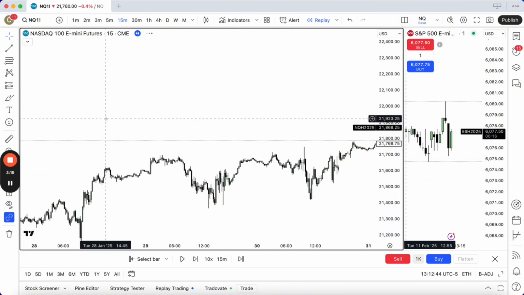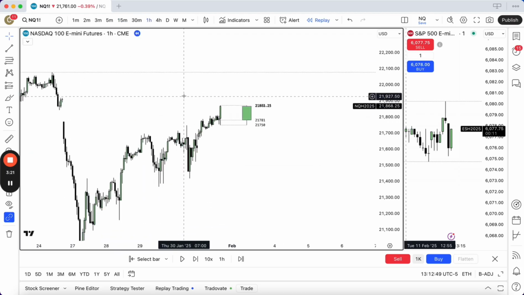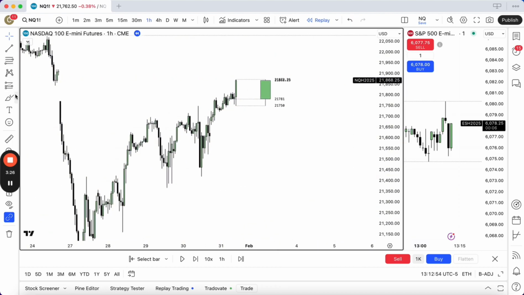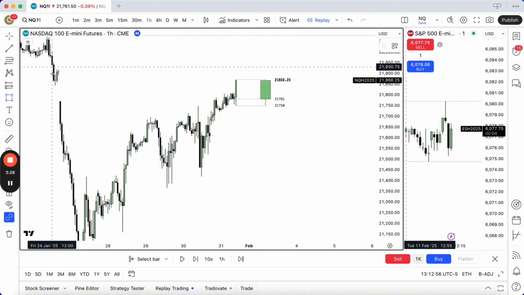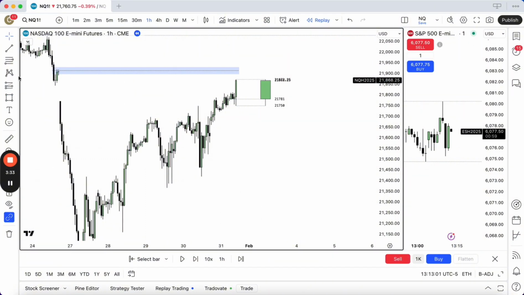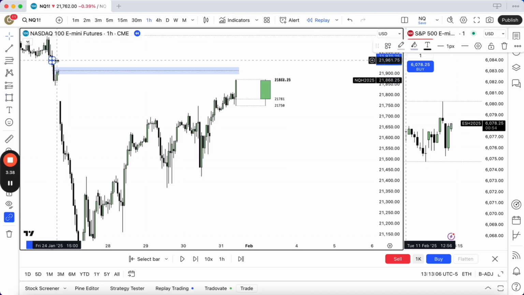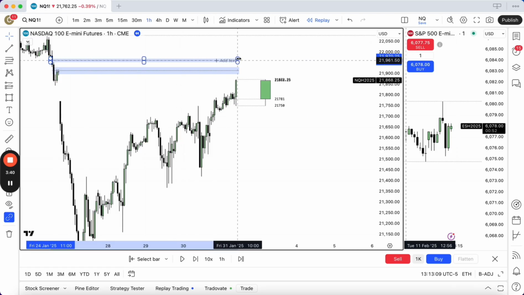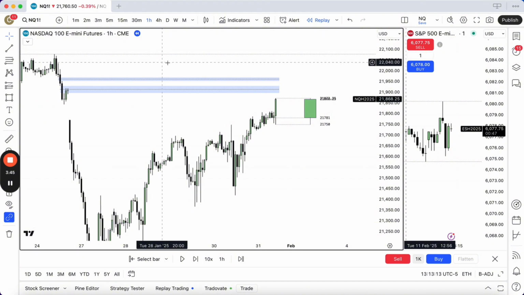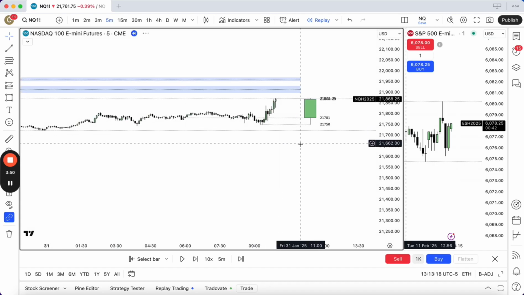Okay, so are there any PD arrays above price? Right here, there are 2 bearish fair value gaps. There's this one, and then there is this one right here. Now, if you've seen my videos, you know that it's very important to align your time frames here. So these fair value gaps right here are on the 1-hour time frame. So I would drop to a 5-minute time frame for my setup.